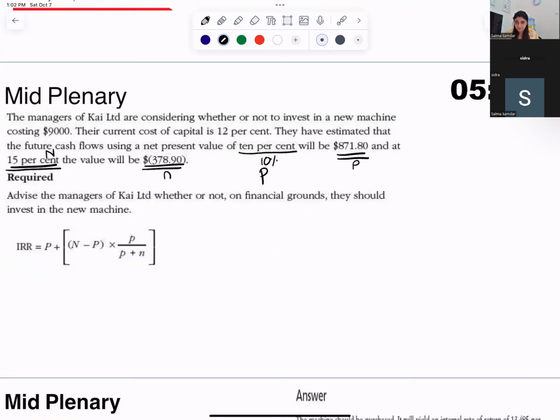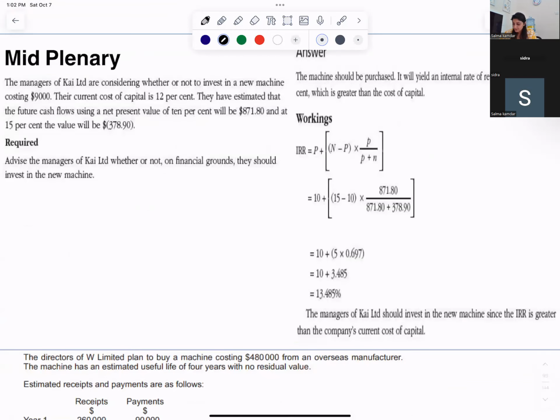So I'm getting 13.5%. Okay, so now listen to me very carefully. You have to show your working. Your machine is going to give you an internal rate of return of 13.485%.